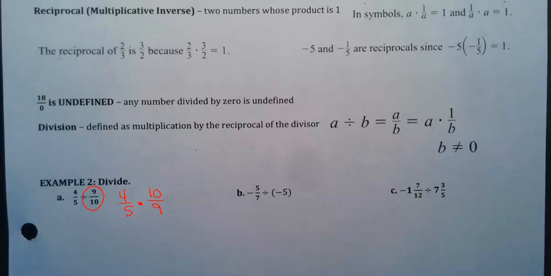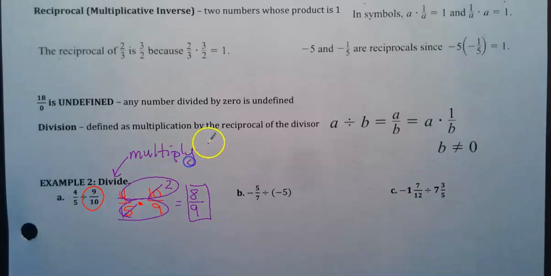To make that a little bit easier, if you know you can cancel like things, I would cancel this 5 and this 10. 5 goes into 5 one time, and 5 goes into 10 two times. So now I would have 4 times 2 is 8, and 1 times 9 equals 9. So this is 8/9. We can multiply by the reciprocal. Maybe you need to write yourself a note there: multiply by reciprocal. This is so much easier than trying to divide it out.